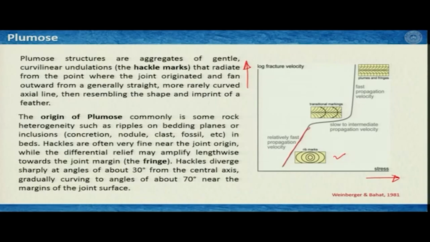If the velocity is more or less constant or very slow, but stress is intermediate, then we see some sort of radiating rib marks and also plumose marks, and these are known as transitional markings. But if the fracture velocity is very, very high and also the stress, then we see features like this. So we see plumes and fringes. The rib marks are absolutely absent in this kind of tectonic setting.